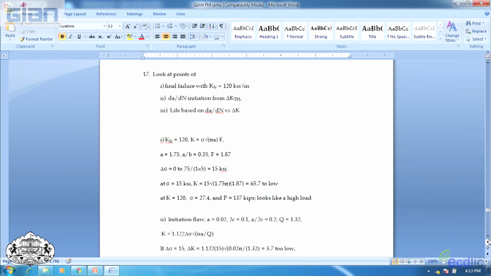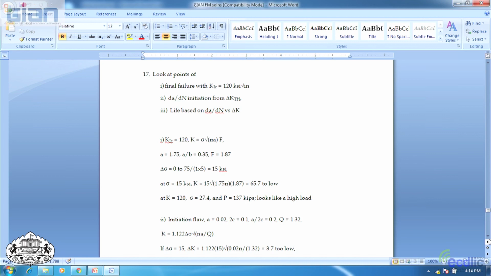So the stress on this, 75 divided by 5 by 1, is about 15. So that would be the stress. So then it should fail with a stress of 15 when it reaches K1C at 1 3/4 inches. When I did the K analysis here, it didn't fail. It didn't get to K1C nearly at all. It got to about 66. And I said K1C should be about 120.